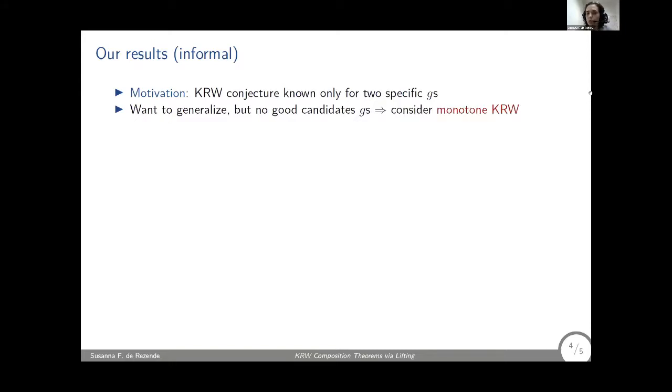So in the monotone world, we do have several functions for which we understand their monotone depth complexity very well. So we consider the monotone KRW conjecture. And I'd like to point out that it's interesting in its own right, and it's still open. So if we would like to prove the full KRW conjecture, it's a very good place to start. Can we at least prove the monotone KRW conjecture?